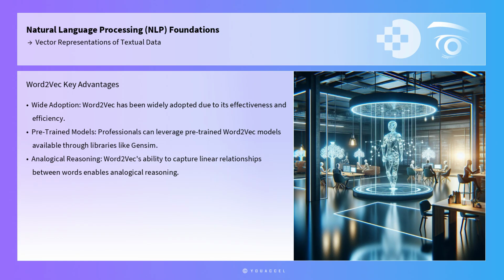In a practical setting, professionals can leverage pre-trained Word2vec models available through libraries like Gensim to incorporate semantic understanding into their applications without extensive training resources. Moreover, Word2vec's ability to capture linear relationships between words enables analogical reasoning, as demonstrated by the famous king minus man plus woman equals queen example, showcasing the power of vector arithmetic in capturing linguistic nuances.